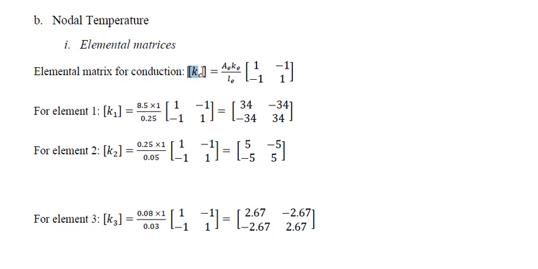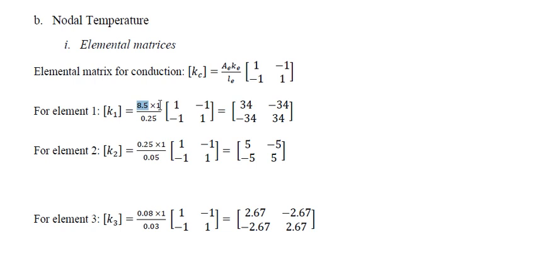Okay, what is the conduction matrix? Kc is equal to AK by Le times [1 -1; -1 1]. That is the conduction matrix. Now we have to calculate this conduction matrix for each element. So 8.5 is the conductivity of the first element.